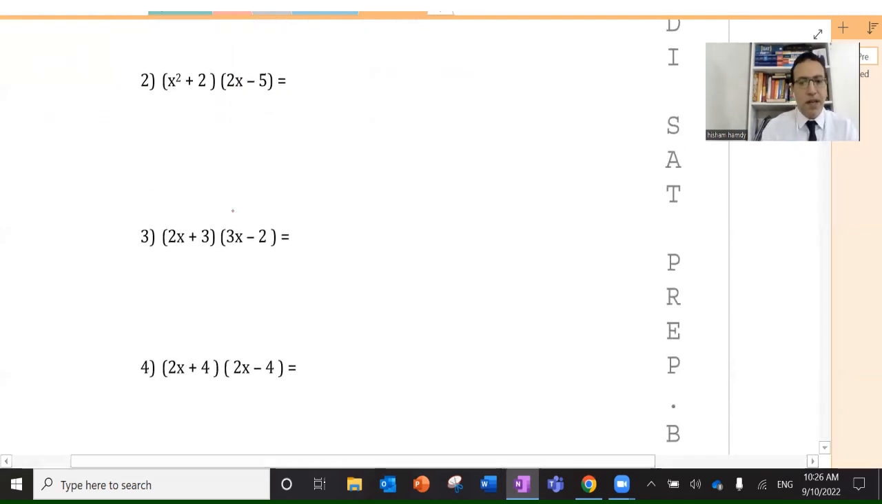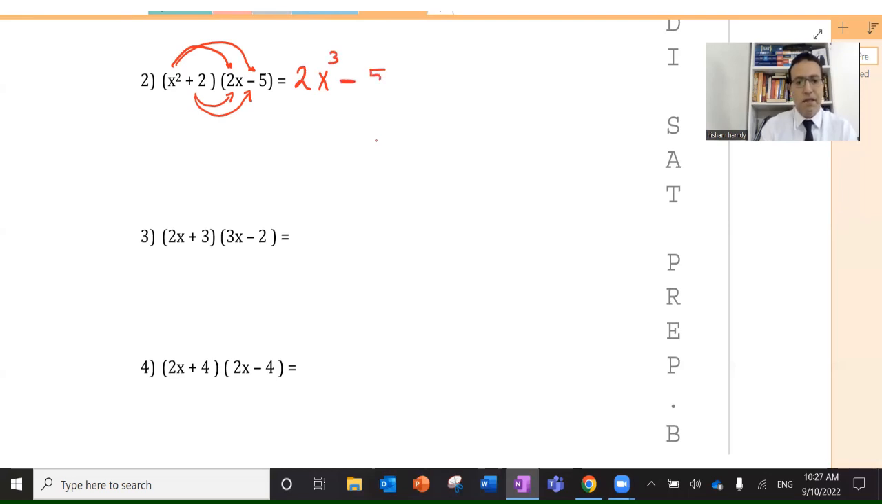What about multiplying 2 terms by 2 terms? You have many methods for this. I prefer to draw arrows to show how we multiply. x squared multiplied by 2x, then x squared multiplied by negative 5. Then I go back to multiply 2x and 2 by negative 5. x squared multiplied by 2x is 2x power 3. x squared multiplied by negative 5 is negative 5x squared. 2 multiplied by 2x is positive 4x. 2 multiplied by negative 5 is negative 10.